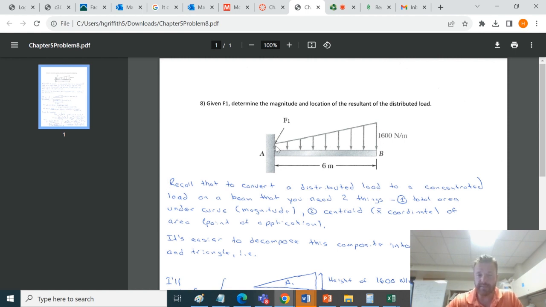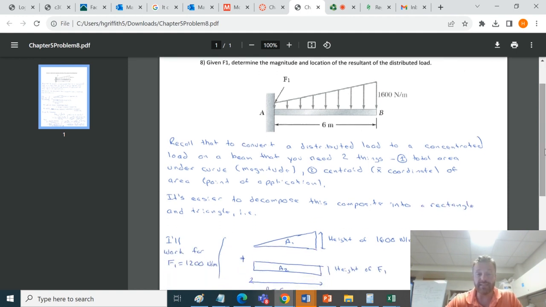So we've got to find two things: the area under the density curve along with the centroid of that area. Let's start by decomposing this into parts. We want to take a composite centroid approach like the example that was discussed in the Chapter 5 lecture. However, as I mentioned in that lecture, it's not wise to do it the way that the book did it, which is to break it up into two triangles. It's a lot easier, at least to me, to break it up into a rectangular base of height F1 and then a triangle that's going to have a height of 1600 newtons per meter minus whatever your F1 is.